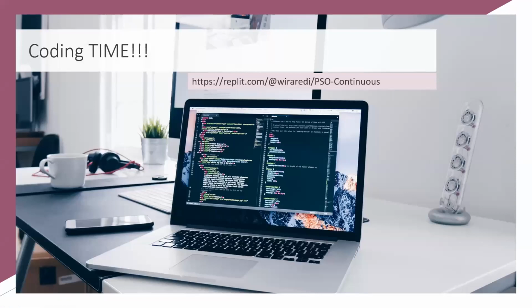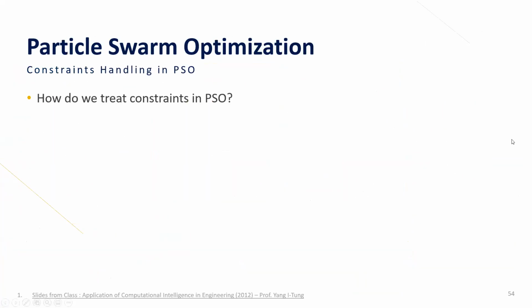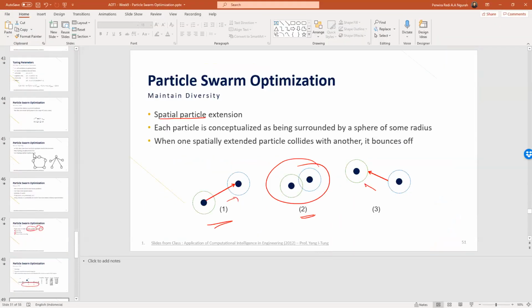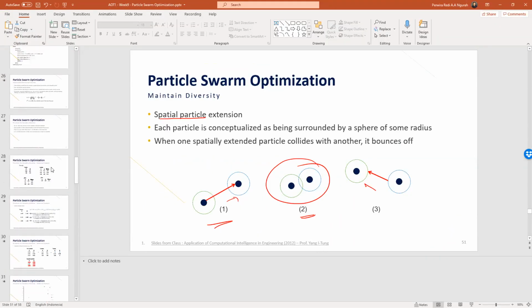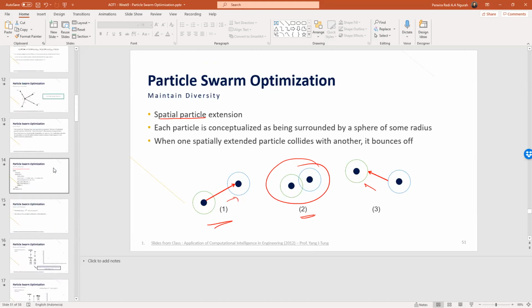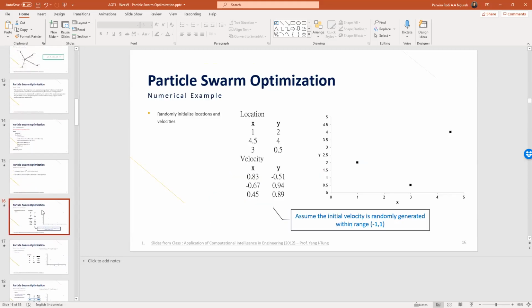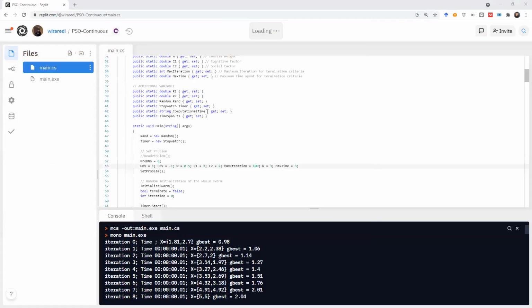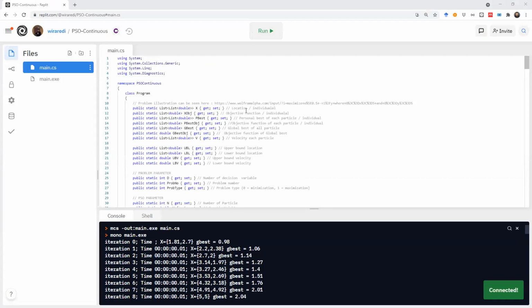Okay, now for the code. I will not go deep into the detail, but basically I will show you how this code can run and solve the problems that we illustrated previously, which is this one, I guess. Yeah, this one: maximize f(x, y) = x to the power of 0.5 minus 1 divided by y. Okay, let's open the code. Here you go. I give you the link there.